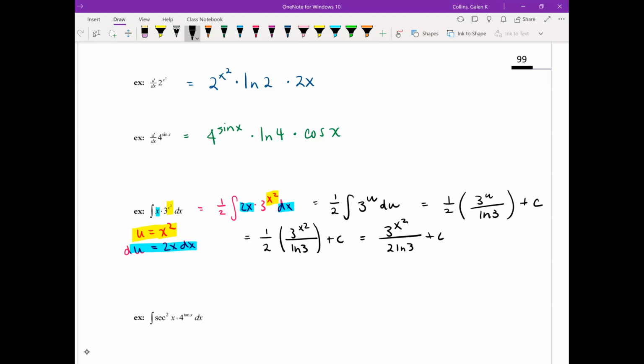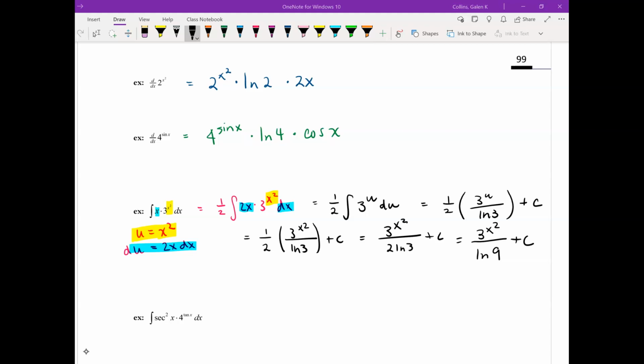Or, interestingly, we might rewrite that as 3 to the power of x squared over the natural log of 3 squared, which is 9. So don't forget, when we multiply our log function by a constant, that constant could become the exponent of the argument of the logarithm. So we could have that plus c.